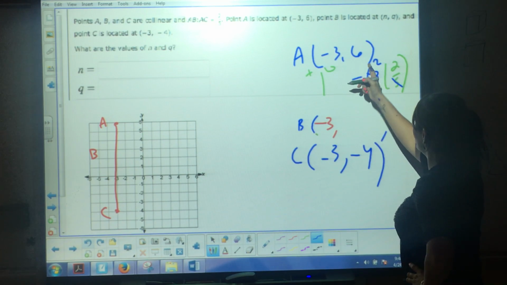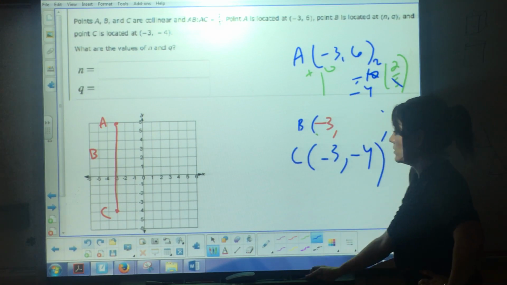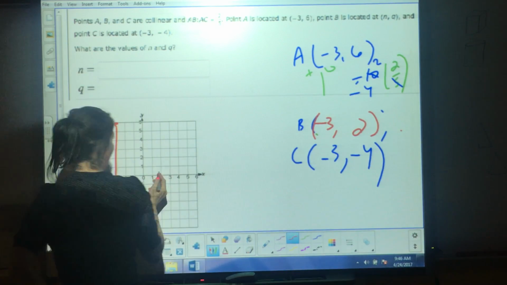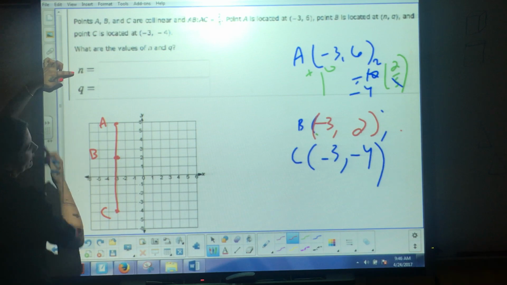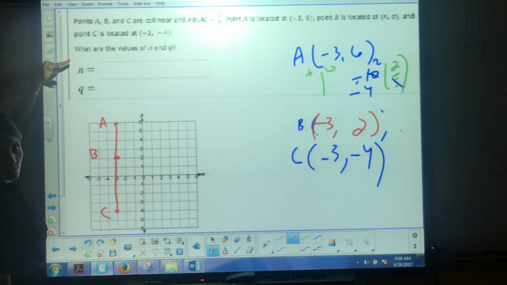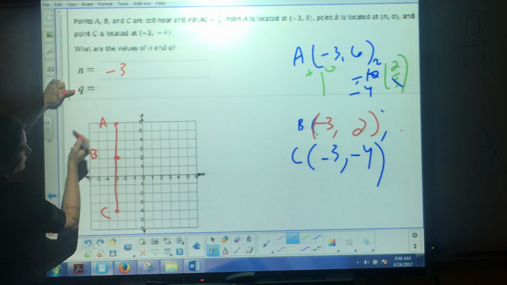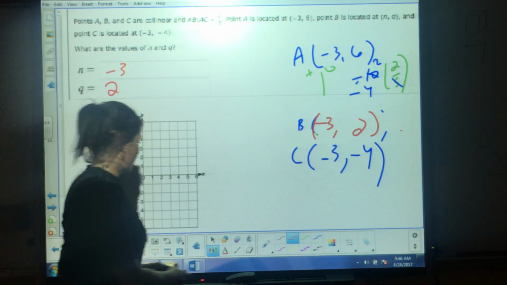So instead of subtracting 10, we're going to subtract 4. What's 6 minus 4? 2. Hooray. So B is at -3, 2. And that makes sense, right? Now here, when you enter this in, be mindful. What do I put here in this box? Zach? And then here? 2. Yeah, good.